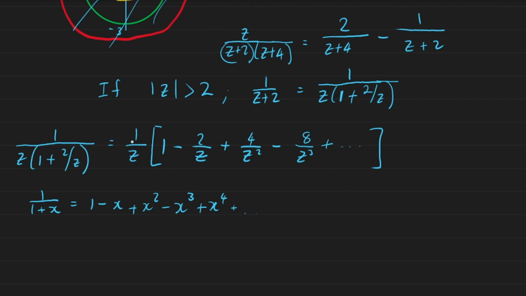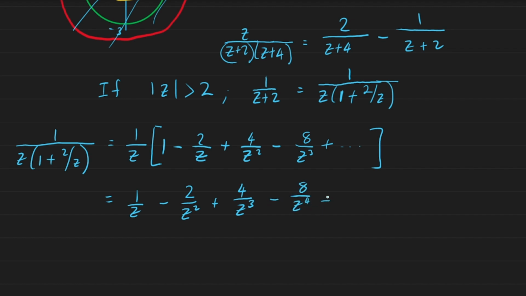So I can just expand this out, or I can multiply each term by z. If I do that, then what I get is 1 over z minus 2 over z squared plus 4 over z cubed minus 8 over z to the power 4. And it would carry on like that. So I've done this for this expression. Now I can do it for the other term, that's 2 over z plus 4.